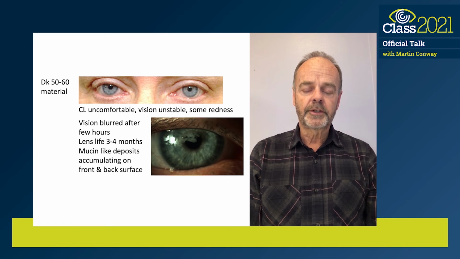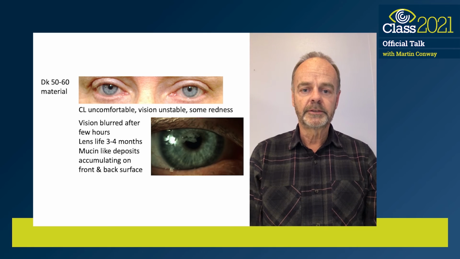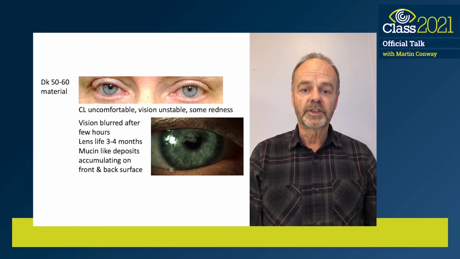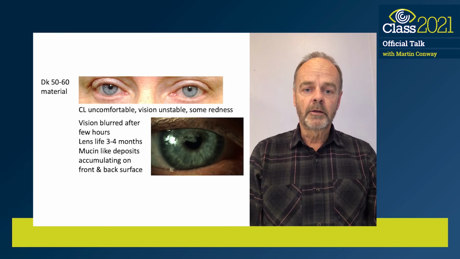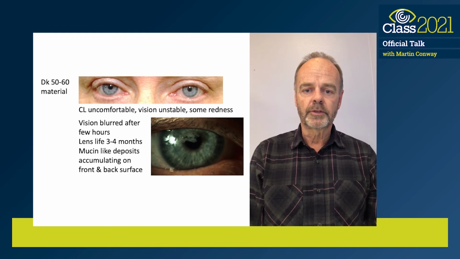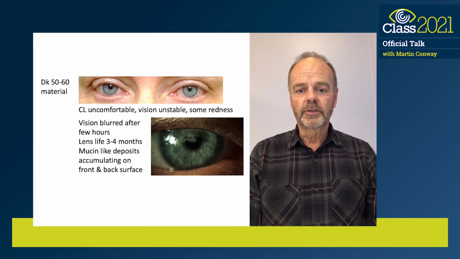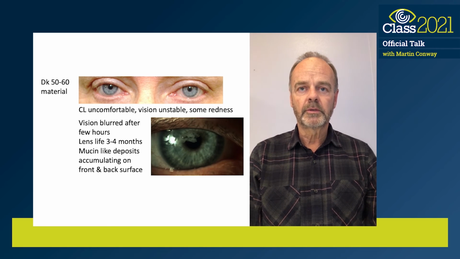We tried to fit her with a 16.5 millimeter RGP lens of a DK of about 50 to 60. The lenses were clear of her cornea, so they were only supported on the conjunctiva. Her limbus was free from touch. The contact lenses were not comfortable. Her vision was still unstable, although better than with spectacles.